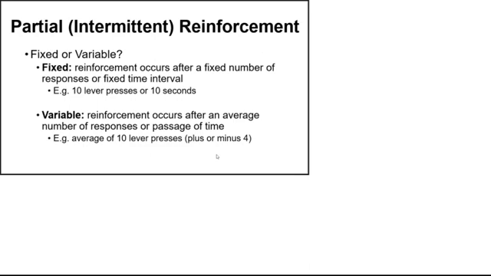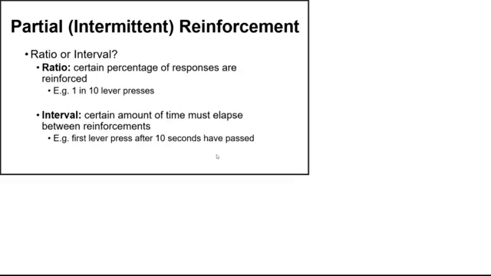If we introduce variability, then we have variable reinforcement. So this is usually when we talk about an average number of responses or an average amount of time having passed. So if we say that the rat gets food on average after 10 lever presses, plus or minus 4, that means that the rat might get reinforced anywhere from 6 presses all the way up to 14 presses. So there's a lot of variability there. They can't be certain when they'll be reinforced, and that's going to affect their behavior. So that's our first question. Is it a hard rule or is it variable? Is it fixed or is it variable?